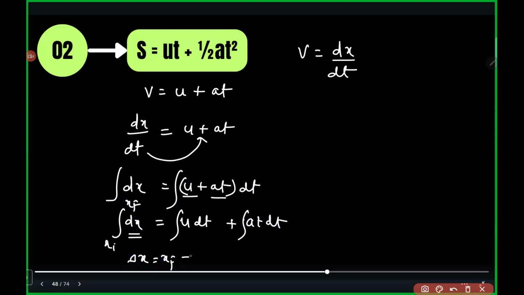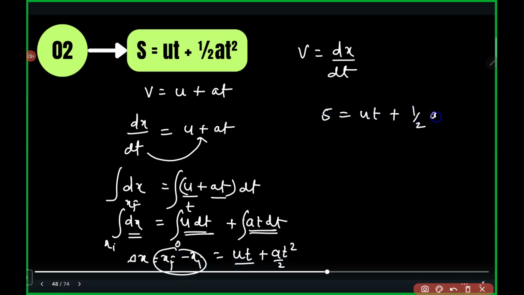When you integrate dx from initial to final, you will get delta x, meaning x final minus x initial. If you integrate u from 0 to t, you will get ut, and if you integrate at, you get at square by 2. This change in position we generally write as s equals ut plus half at square. And remember, all these quantities are vector quantities.